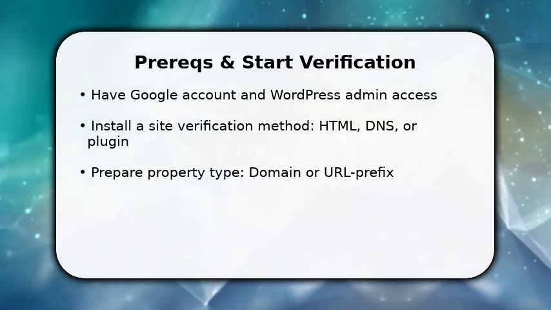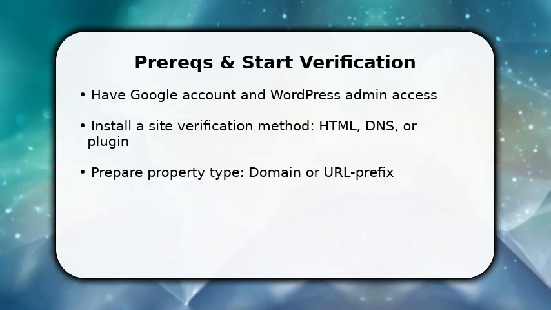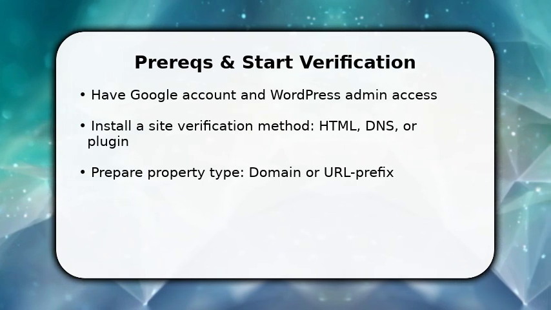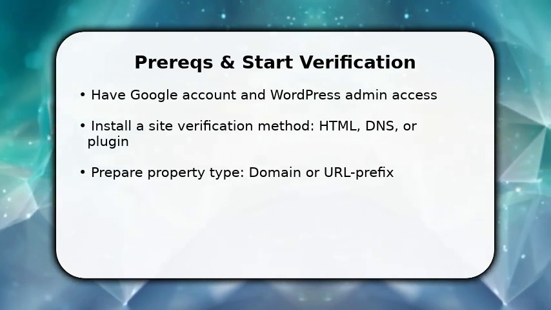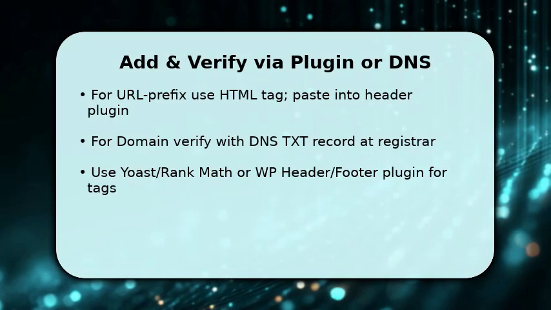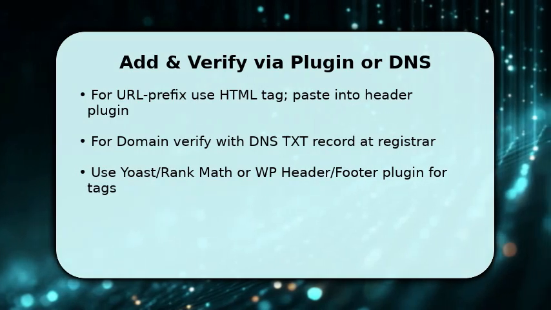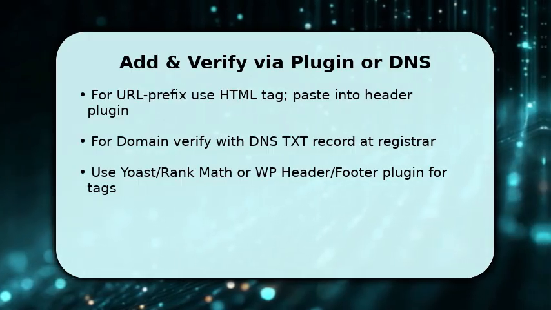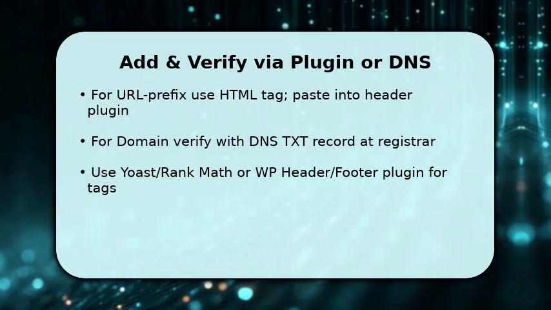Now open Search Console and choose Add Property. Then pick the verification method you can complete right away so you don't stall the process. You'll now execute the verification. If using URL prefix, copy the HTML meta tag Search Console provides and paste it into a header insertion plugin or your theme's header.php, save and click Verify.